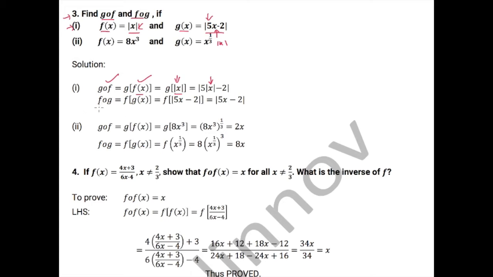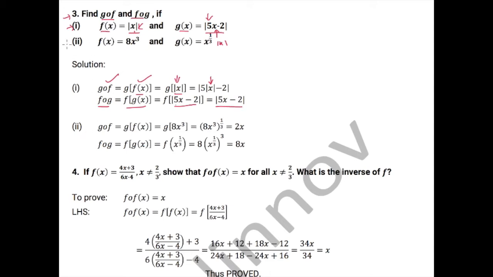And similarly for fog, we get f of g of x. So g of x is phi x minus 2. So we write mod of phi x minus 2 here. And we need to substitute phi x minus 2, that is mod of phi x minus 2, in this x. And hence we get mod of phi x minus 2.